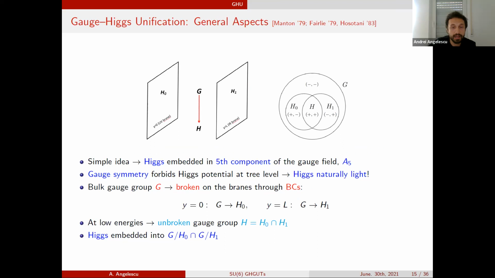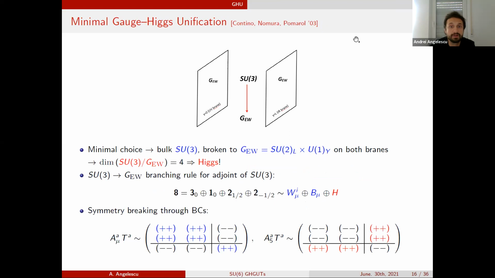To better explain this idea, I think it's most instructive to take the simplest possible example. The idea is to unify the electroweak gauge bosons and the Higgs in a 5D gauge group. You can do that minimally if you have SU(3) in the bulk, which you break through boundary conditions to the electroweak gauge group on the two branes. The Higgs lives in the coset of these two groups, and the dimension of this coset is exactly 4. So you have 4 real degrees of freedom, which coincide with the Higgs.